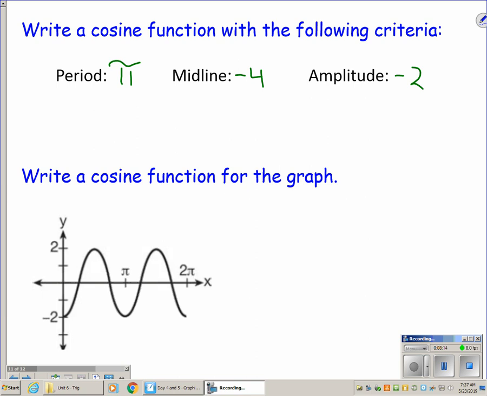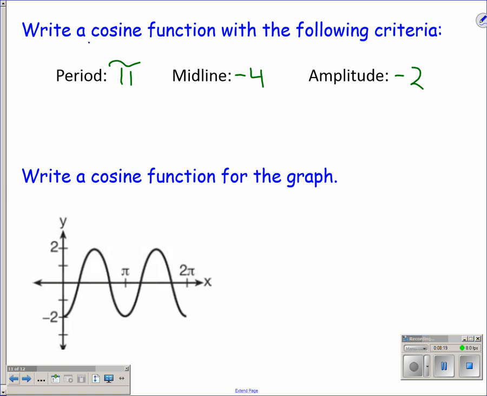All right, then lastly, just like with sine graphs, you need to know how to write the equation from either a graph or given information. Okay? So here it says write the cosine function with the following criteria. You've got a period of pi, a midline of -4, and an amplitude of -2.